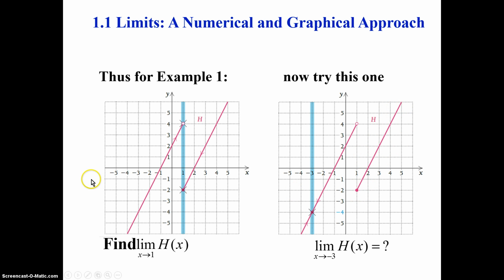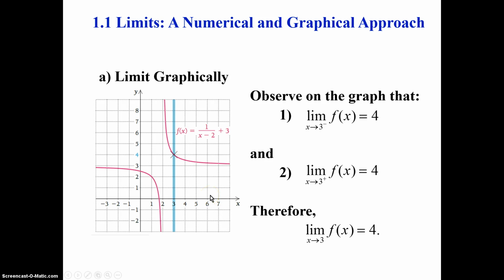So it really depends what value you're approaching to decide if you're going to be using the entire graph or not. So you have to be very careful with what you're approaching. In this case, since both of my values were -4, I can say that my overall limit of h of x as x approaches -3 is equal to -4. Okay, the next one.